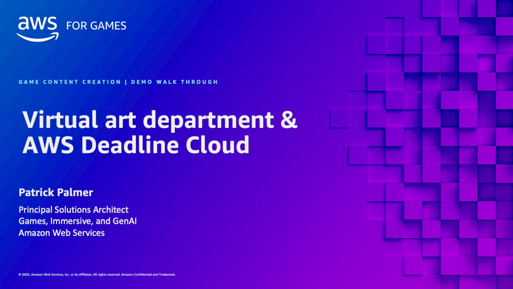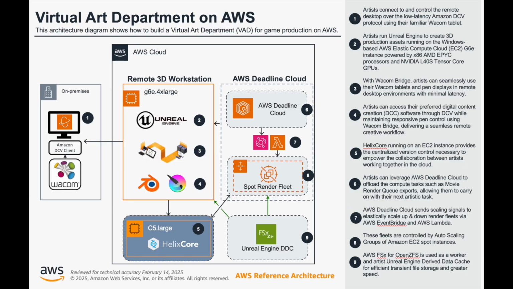Using the AWS Cloud for creative workflows fosters better collaboration and decision making. So let's take a look at this diagram, and we see a number of components. We have a virtual workstation powered by Amazon EC2, a G6E instance with the NVIDIA GPU. The software installed on this workstation is Amazon DCV to deliver remote desktop and all of your applications from AWS to any device.